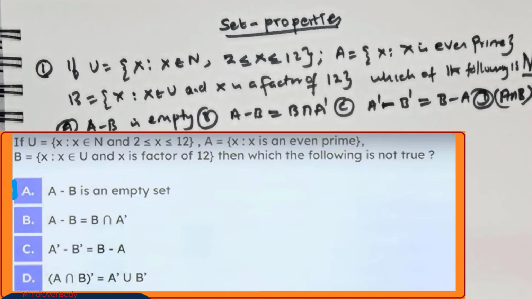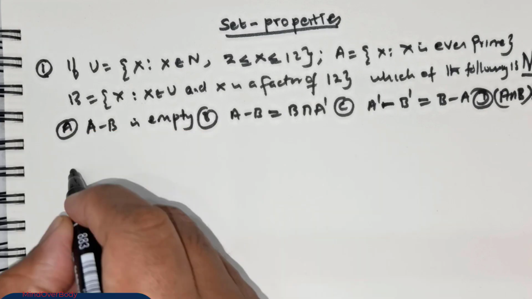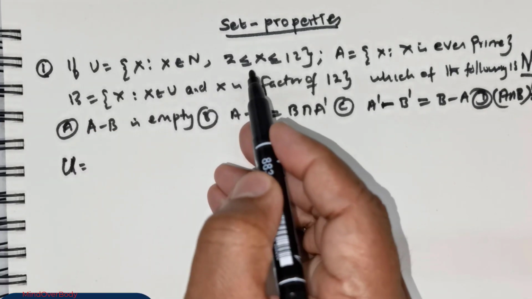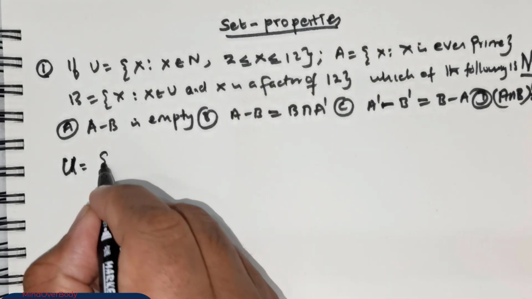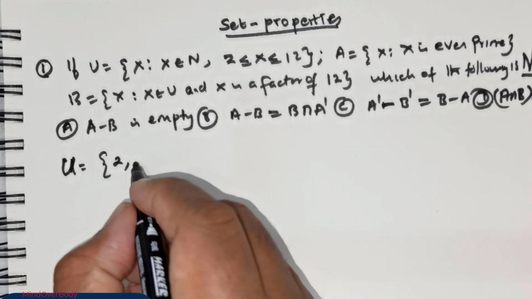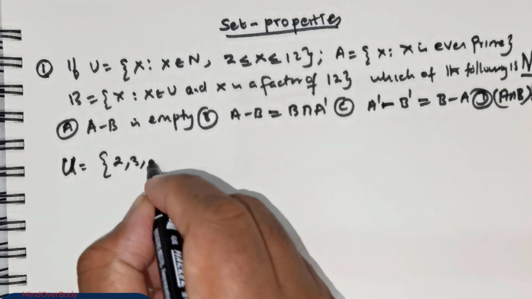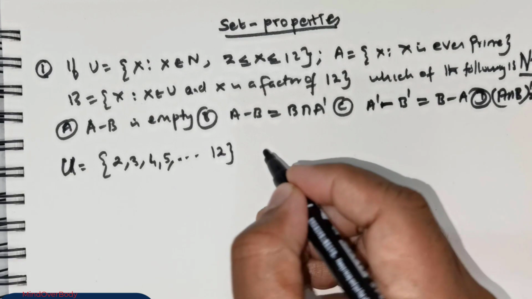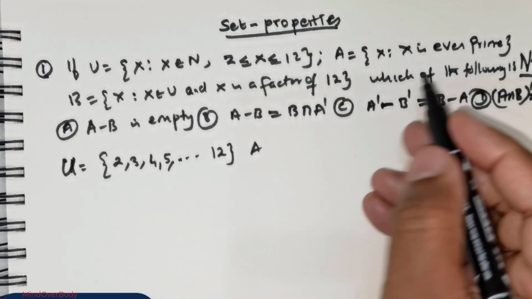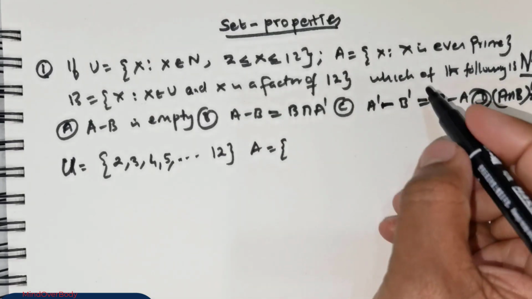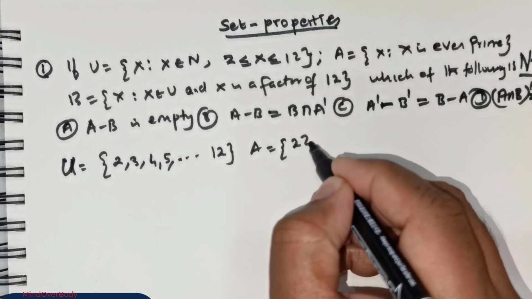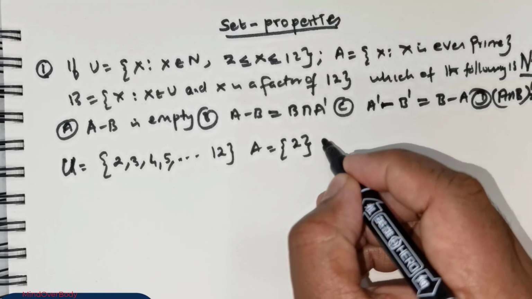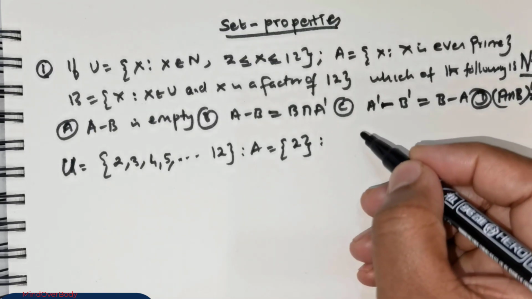Foremost, we have to extract the elements. Now let me start off with U, all x such that x lies between 2 to 12. So my U is going to be starting from 2, 3, 4, 5 and it goes all the way to 12. And A is even prime. The only element which is even and prime is 2. So 2 is the smallest prime. Apparently it is also an even number. So that is really a miracle.